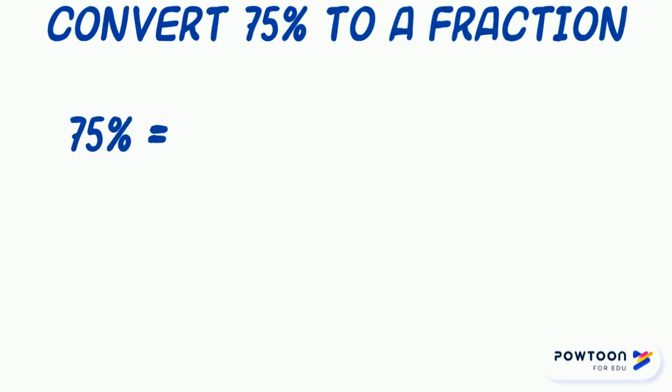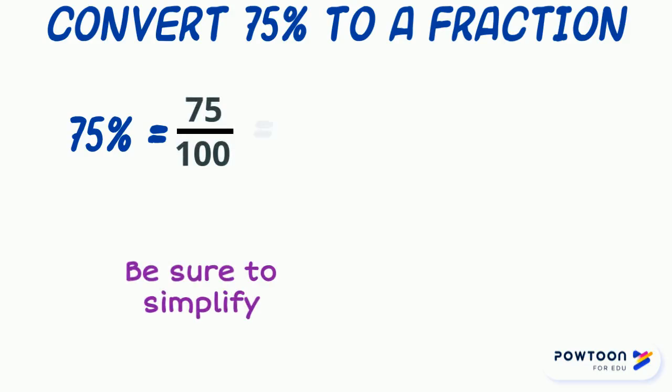Another example, we're looking at 75% being changed to a fraction. Again, 75%, so it's going to be 75 over 100. But again, you need to make sure you simplify. This time you can divide 25 out of each number, so we get a simplified answer of 3 over 4.